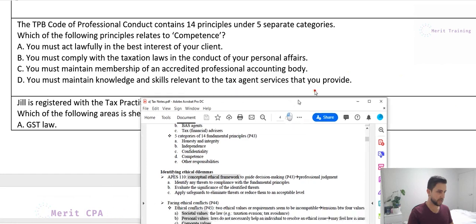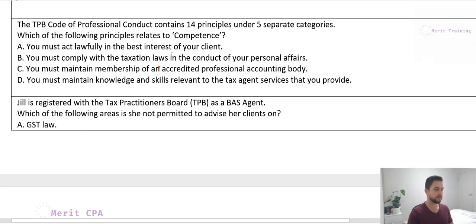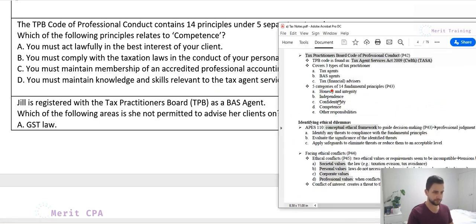So just to quickly recap, it's talking about these 5 categories of 14 fundamental principles right over here. So honesty, independence, confidentiality, competence, other responsibilities. They want to know within competence which one is the most related. So we didn't really go through this in specific detail, so for this one, we're going to have to use common sense, right? So competency is having the necessary skill set to be able to lodge a tax return, right? And again, consider the context of the question.